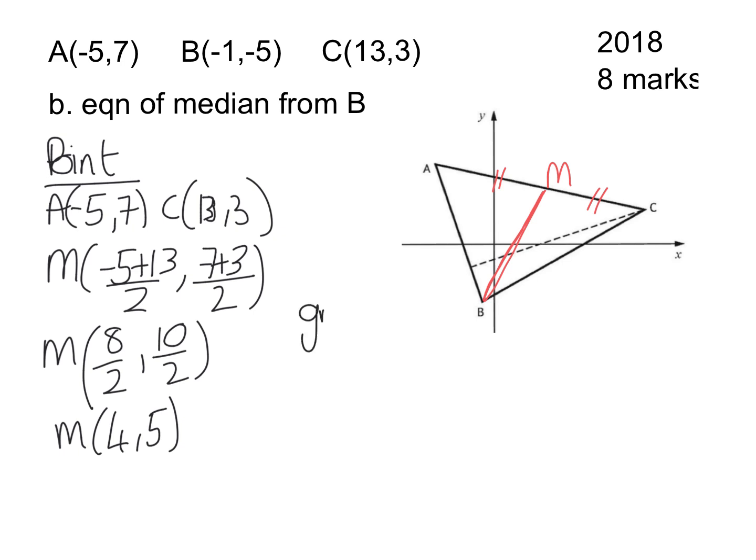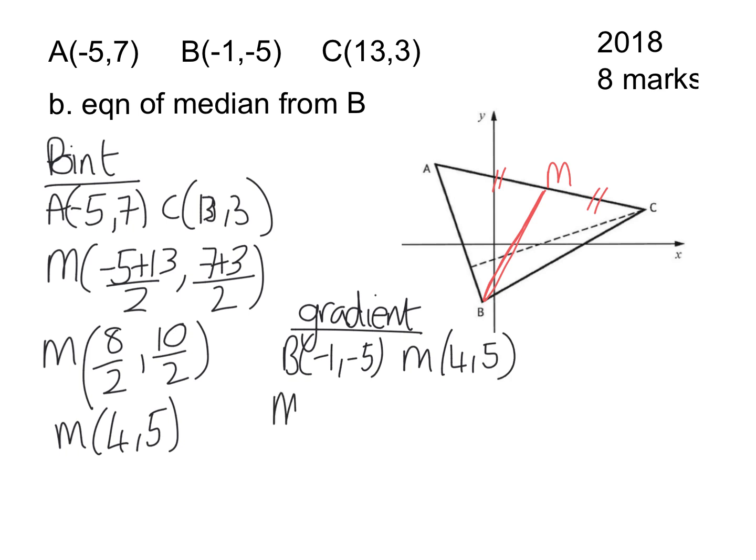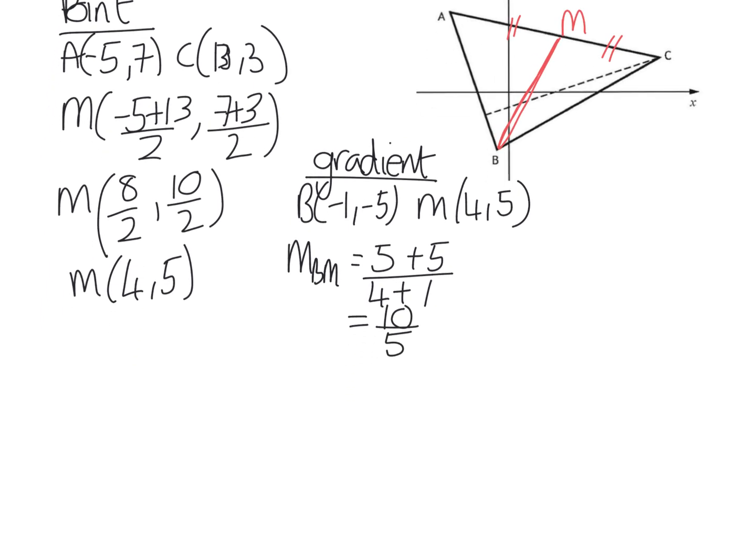My working's not in my usual nice layout here because of that diagram being in the way. So the gradient I need is now the gradient of B to M, and I've got B and M, so I'm just writing my points again. That there's point B, there's point M. So gradient of BM is 5 minus minus 5, over 4 minus minus 1, so it turns into positives, which gives me 10/5. Let's create some more space here. 10/5, which is just 2.